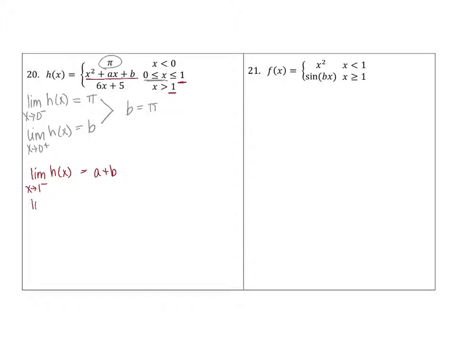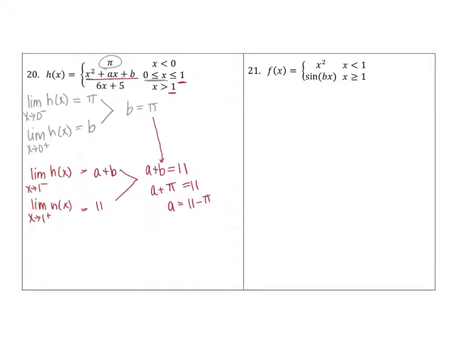And then I'll look at the limit as x approaches 1 from the right of h at x. And from the right, plugging in 1, that's going to give me 6 plus 5, which is 11. So these two, again, have to be equal. So a plus b has to be equal to 11. Well, to solve for a, I know b is pi, so a plus pi equals 11. So a is 11 minus pi.